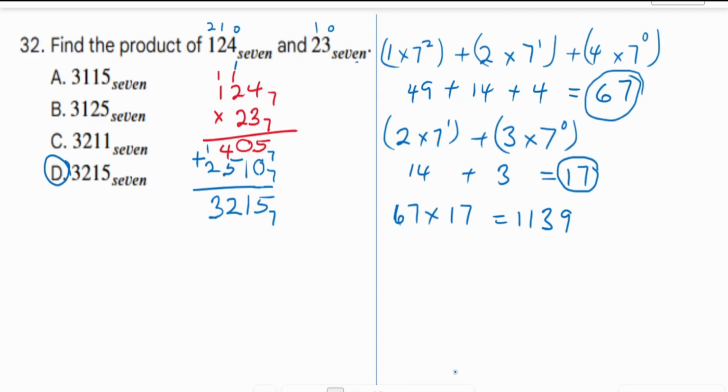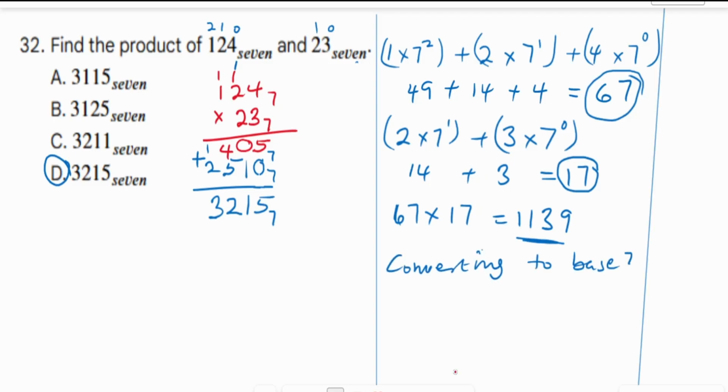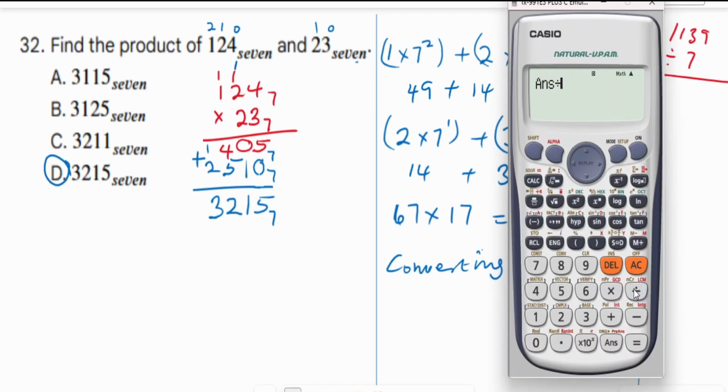Then 1,139 divided by 7. We are converting this now to base 7. So converting, we will be dividing and writing the remainder. So let's start with 1139 divided by 7. So that gives 162 with a remainder.